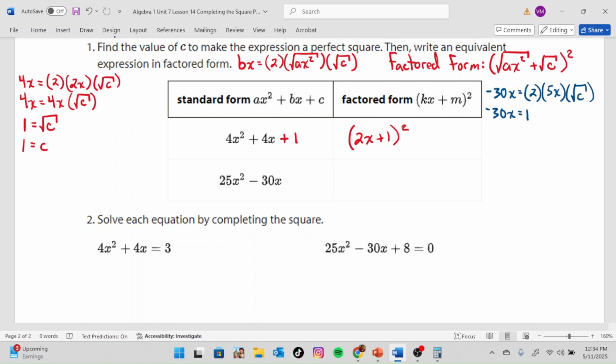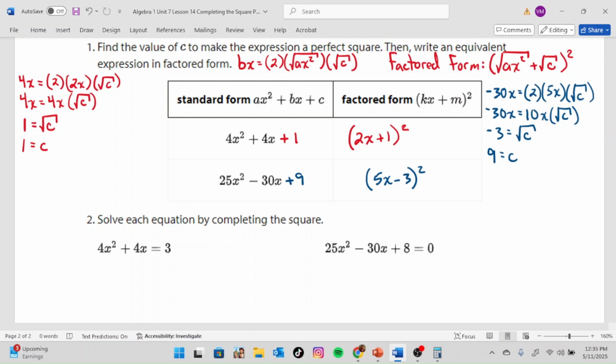Two times 5x is 10x. Then we divide both sides by 10x, and we get negative 3 equals the square root of c. We square both sides, and negative 3 times negative 3 is 9 equals c. So the missing c term is 9, and the factored form is 5x minus 3 squared.